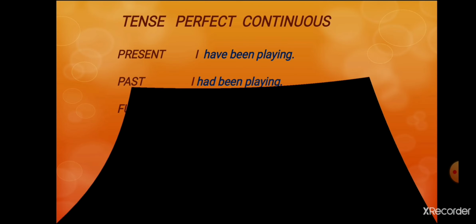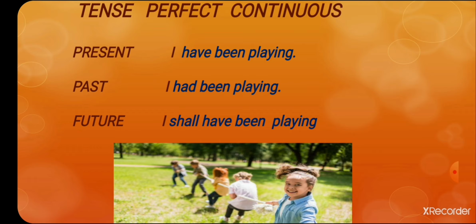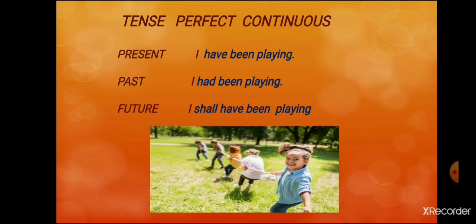Okay, then students, perfect continuous like I have been playing. To show present perfect continuous, we use have been plus the first form of the verb plus ing. So here we can make the sentence like I have been playing, I had been playing for past. And students, for future, I shall have been playing.